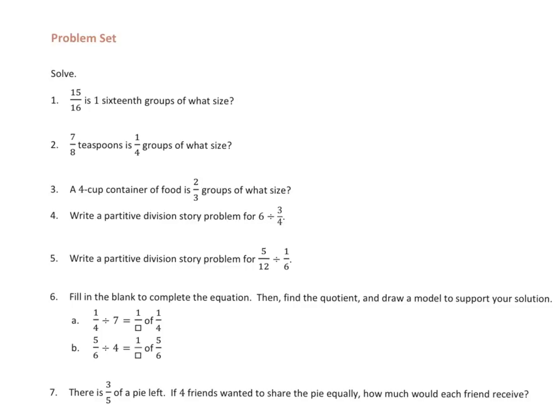So let's take a look at 2, and it says 7/8 teaspoons is 1/4 groups of what size? So we need to figure out the size that each group gets. So we have to divide 7/8 by 1/4 to get the size. I notice that I don't have common units, so I'd have to change 1/4 to a common unit of 8. And again, I know I have to go by 2 over 2 because that's one whole. It's going to keep it equivalent.